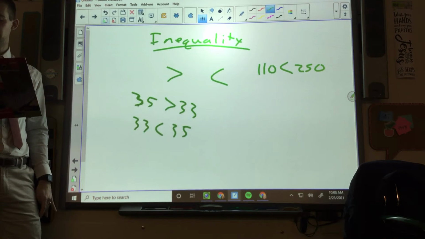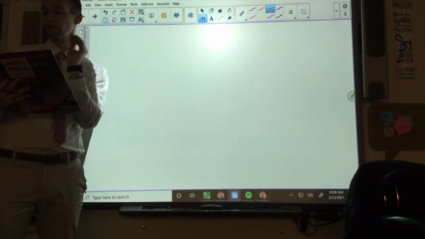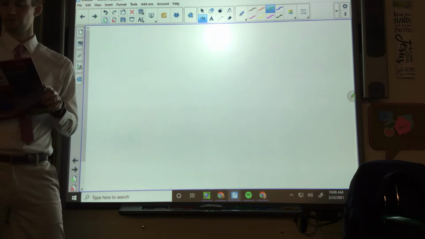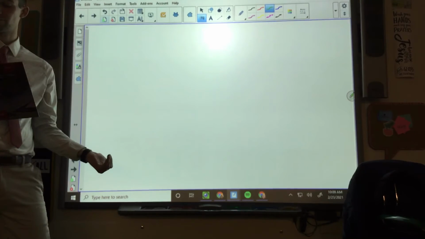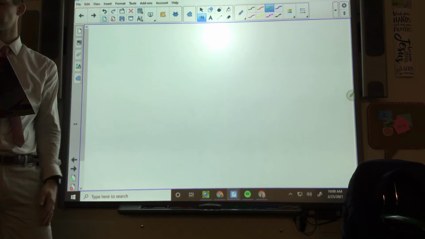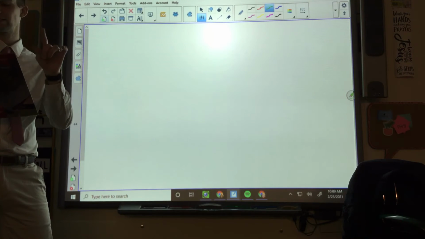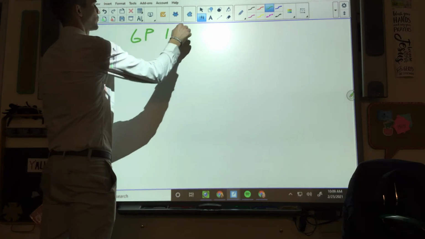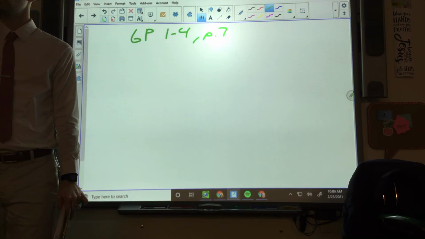All right, guided practice. It says draw a horizontal number line to represent each set of numbers. Positive whole numbers less than 5. And then the next one, whole numbers greater than 9 but less than 14. And then draw a vertical number line for each set of whole numbers: odd numbers between 1 and 10, positive numbers less than 15. So guided practice 1 through 4 on page 7. You guys got 2 minutes. Go.